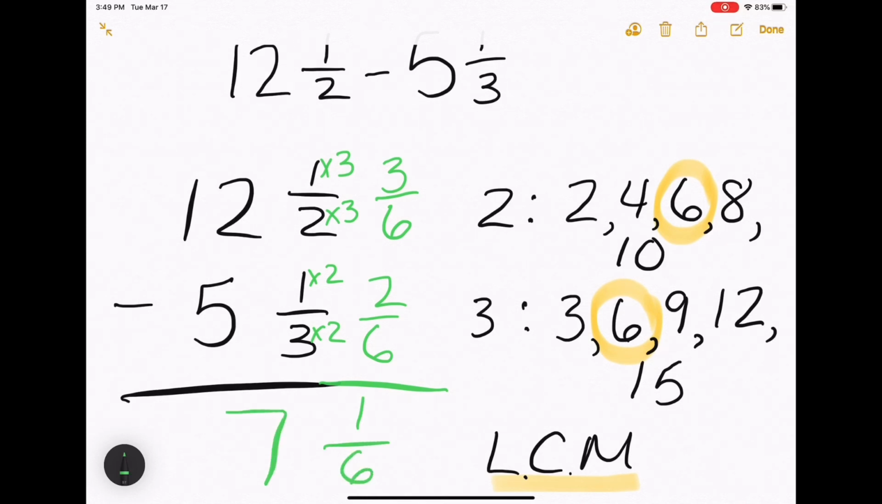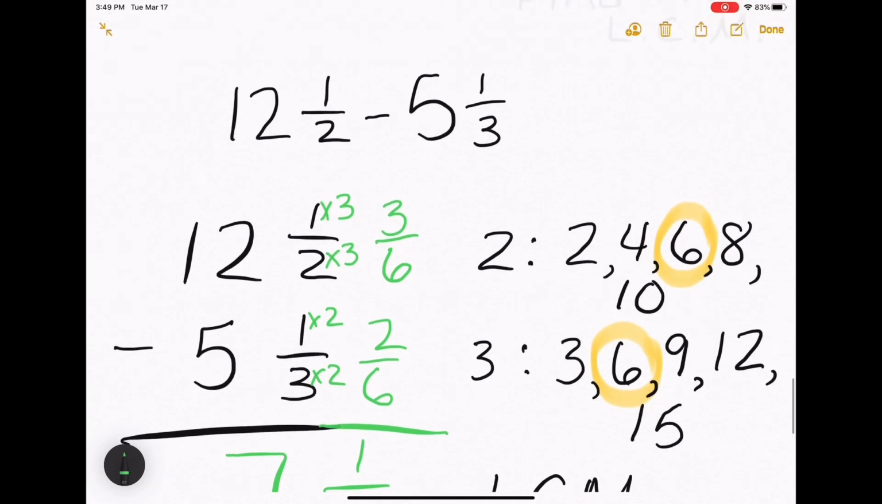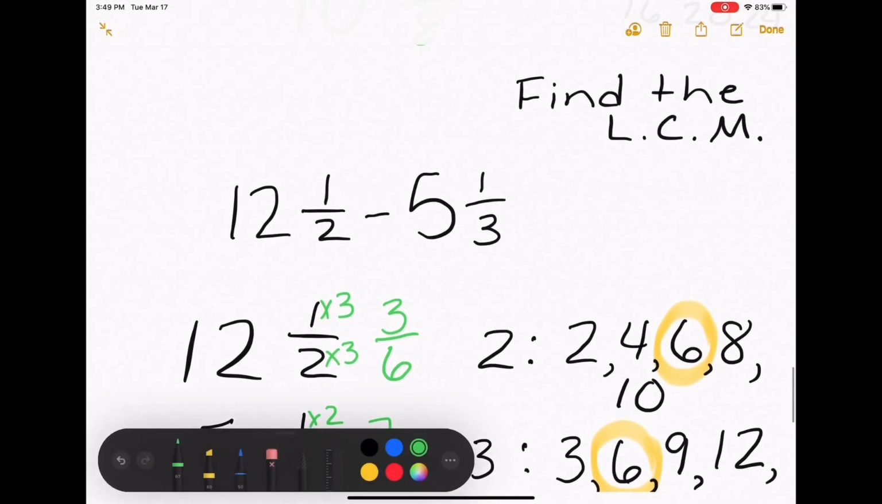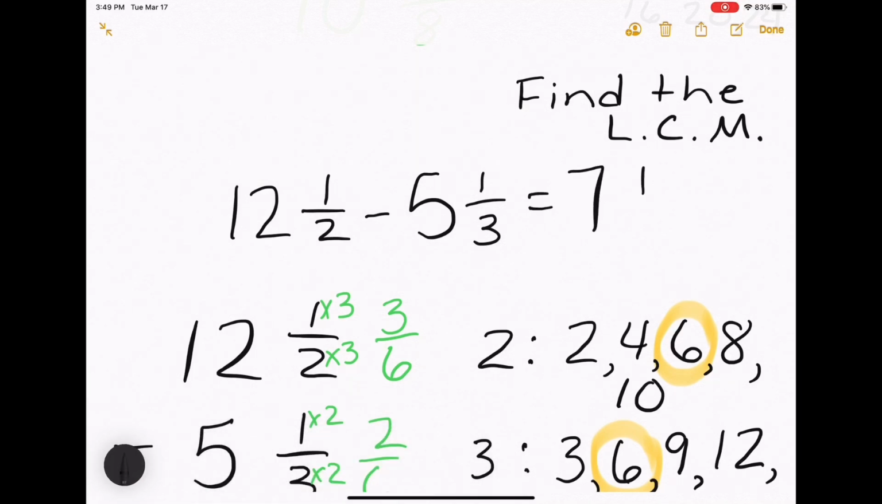And then I go ahead and subtract, beginning with my fraction. 3/6 minus 2/6 and 12 minus 5 equals 7 and 1/6.